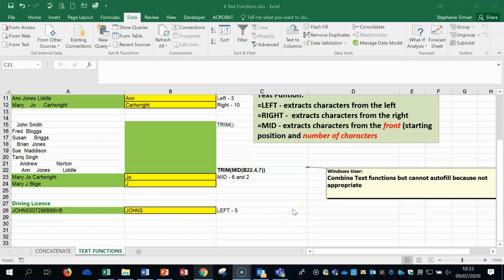So we've looked at left and we've looked at right. So let's have a look at the mid. So here's a mid here.